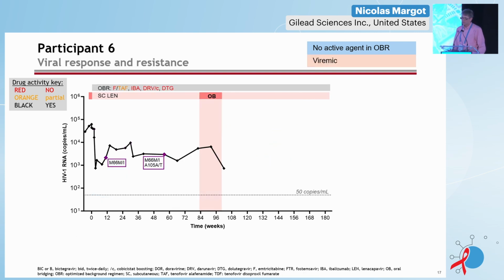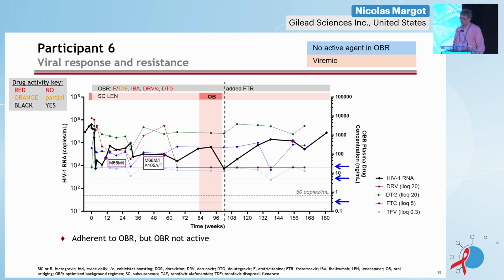And then the second participant, with the same color coding, we can see that this participant also had no fully active agents. Maybe TAF was partially active. But when that participant added fostemsavir around week 100, there was really no benefit. And overlaying the drug level on this graph shows that the participant was mostly adherent to their OBR, but it was just not active. Interestingly here, if you look at the curve in red, which shows the darunavir level, it appears that the participant stopped taking darunavir around week 65 or so.